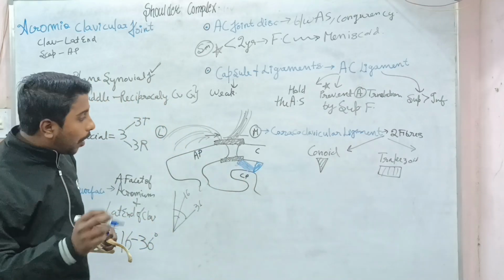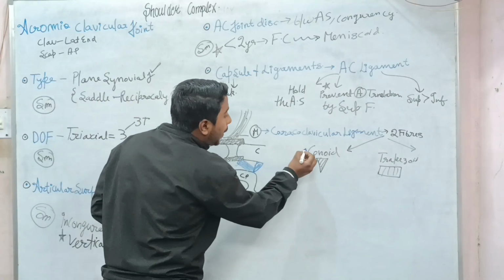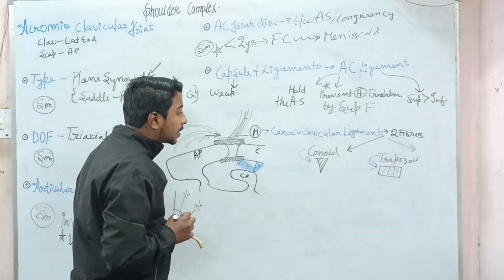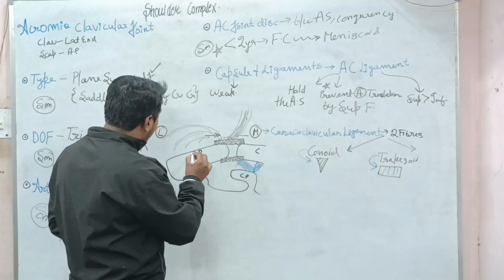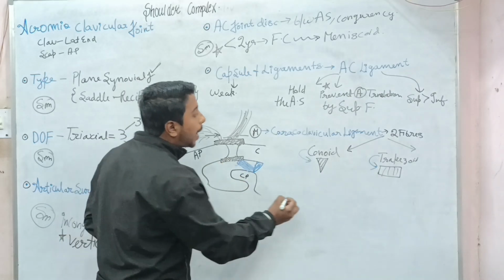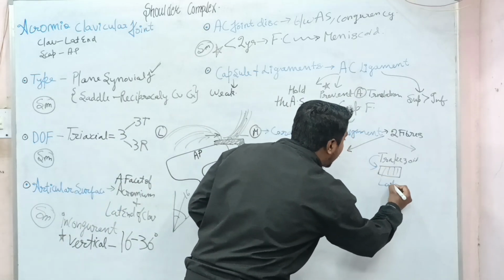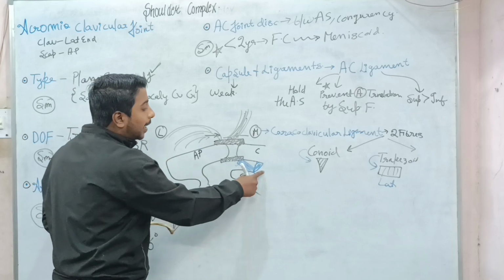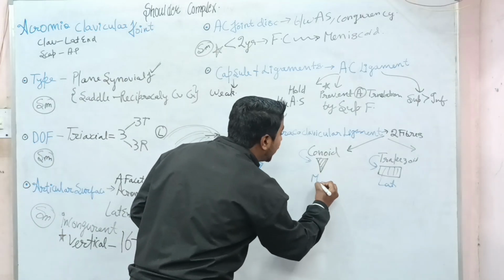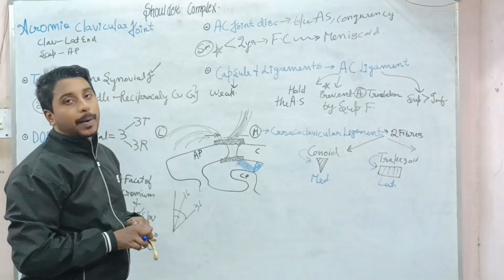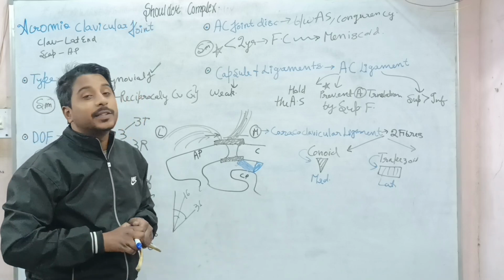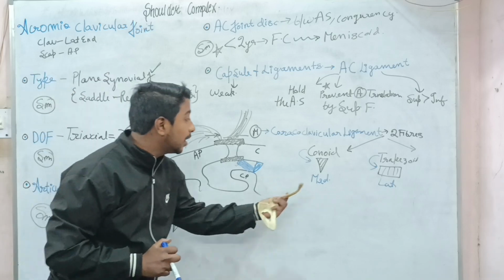Okay, so now you can see that the conoid part is conical, and the trapezoid part is like this. This trapezoid part is a bit lateral, because it is toward outward. So it is on the lateral side, and this conoid part is toward medial, so it is the medial part of the coracoclavicular ligament. Also, there must be some important function of these parts.